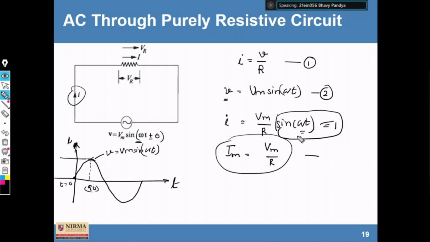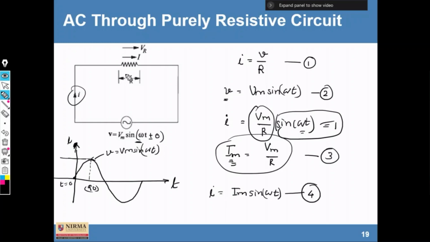And if sine 90 is 1, then we can write the maximum value of current is Vm upon R. Clear? So the expression of maximum current is equal to Vm upon R. This is expression number 3 here. And with the help of expressions 1, 2, and 3, we can write I is equal to Im sine omega t, because here we can replace Vm upon R with Im.